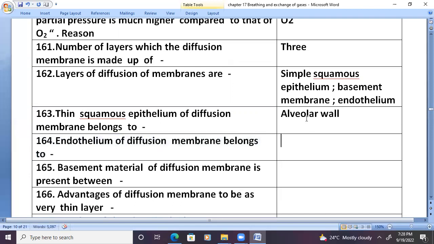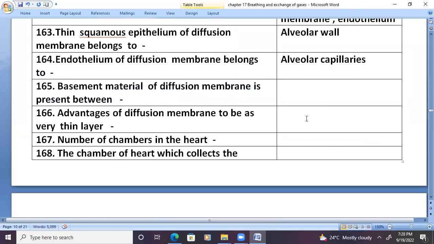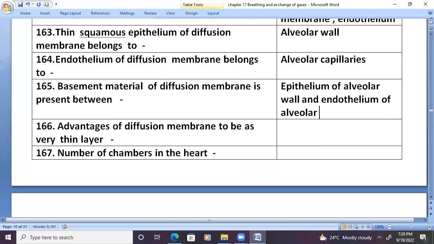The endothelium of the diffusion membrane belongs to the capillaries near the alveoli, the pulmonary capillaries or alveolar capillaries. The basement membrane of the diffusion membrane is present between the epithelium of the alveolar wall and the endothelium of the alveolar capillaries. The advantage of the diffusion membrane being a very thin layer is that it is favorable for comfortable diffusion of gases.